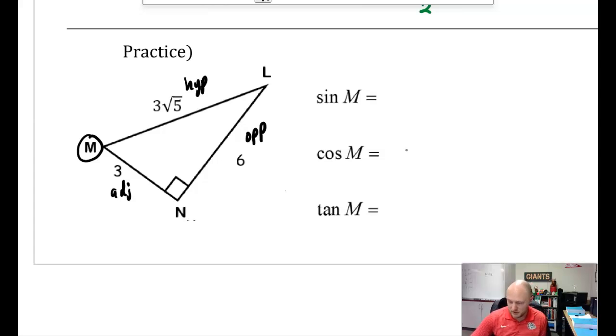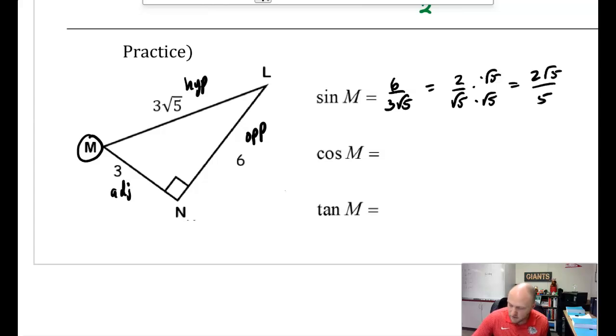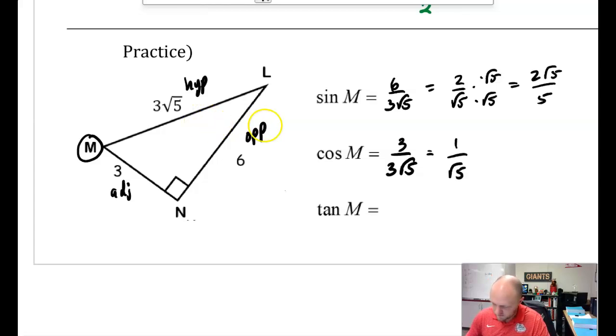So opposite over hypotenuse, that's 6 over 3 root 5. And if you reduce here by 3, you get 2 over square root of 5, which when we rationalize, when you multiply by square root of 5, top and bottom, you get 2 root 5 over 5. Okay, next, cosine, that's adjacent. Your adjacent side is 3, and your denominator is 3 root 5, that's the hypotenuse. So we can reduce here, we get 1 over square root of 5, because the 3's reduce. We'll multiply top and bottom by square root of 5, and you get square root of 5 over 5.